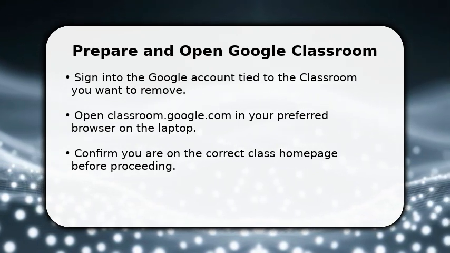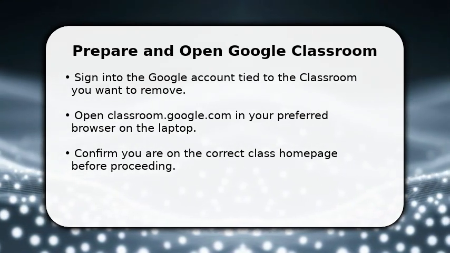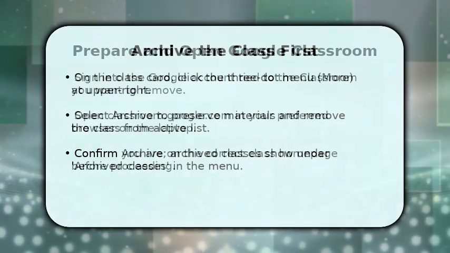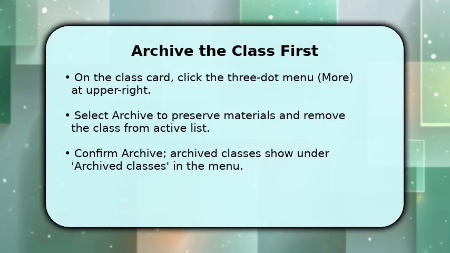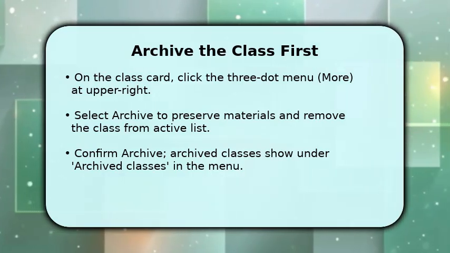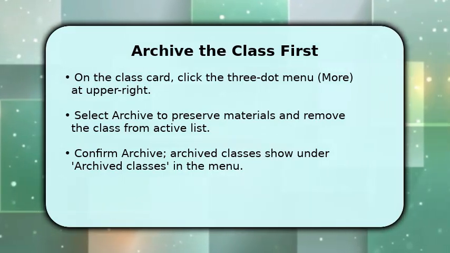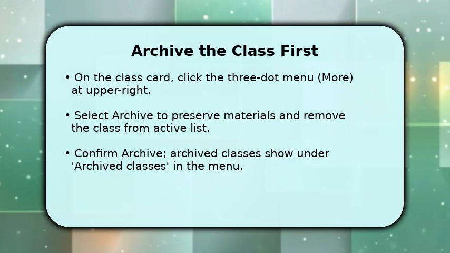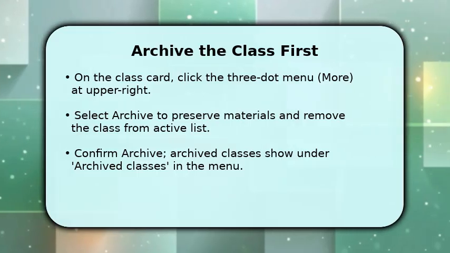Archive is a required intermediate step because Google Classroom prevents direct deletion while active. Click the class to open it, then use the three-dot More menu on the class card to choose Archive. Archiving preserves classwork and posts, but removes the class from students' active view.